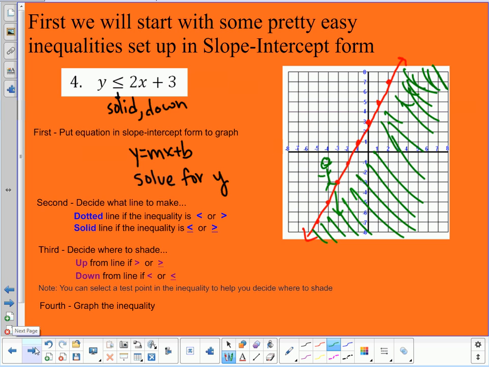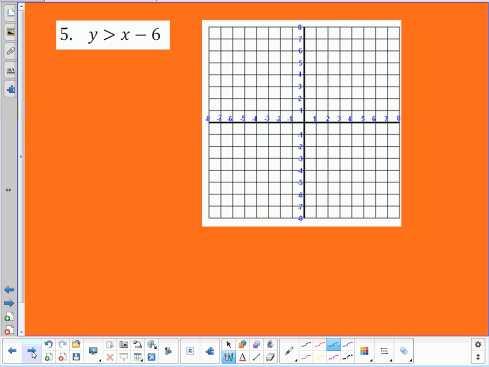Okay. We're going to do a bunch more examples like this. So let's take a look at number 5. In number 5, I have y is greater than x minus 6. Okay, my first step would be to put this in slope-intercept form. Well, check. Y is already by itself, so I'm good. My next step is to decide the line. This is a strictly greater than, which means I'm going to use a dotted, or some people call it a dashed line. Dotted or dashed, either one is fine. And then I also need to decide the shading. Since it's greater than, that means I want to be above the line, so I'm going to shade up.